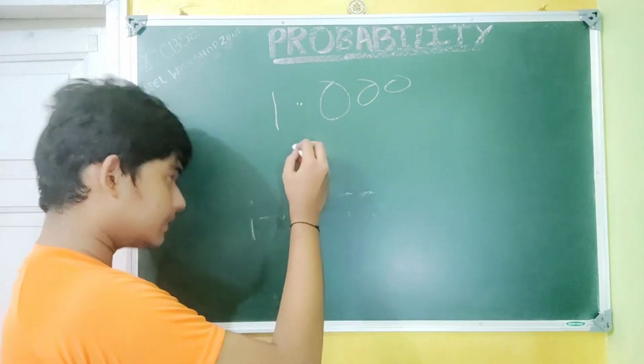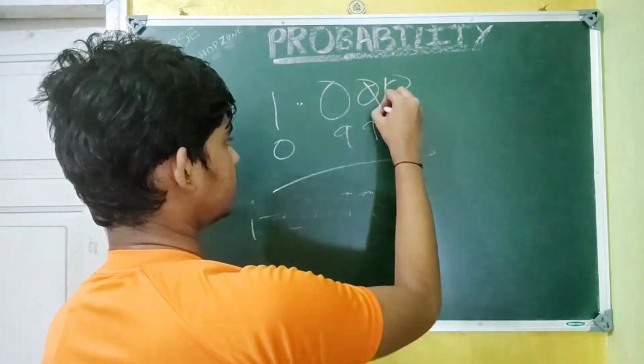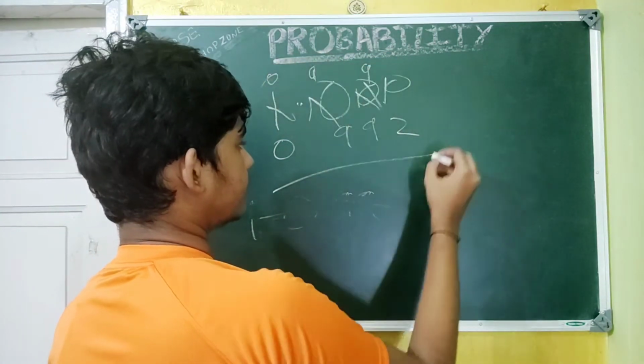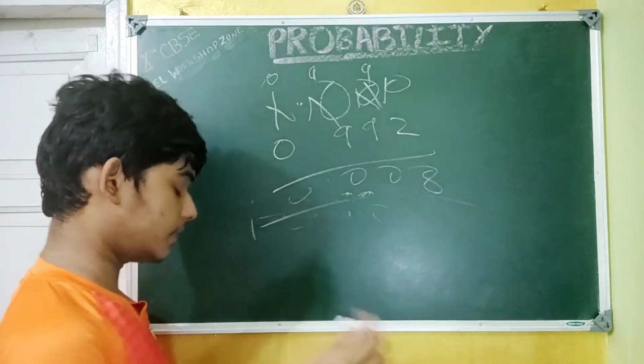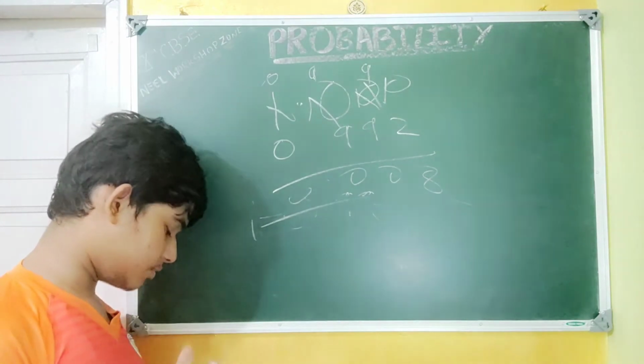And let's see, 0.992. 10 carry 9, 10 carry 9, 0, 10 minus 2, 8, 0, 0, 0. So the answer is 0.008. So that is the answer for this question.